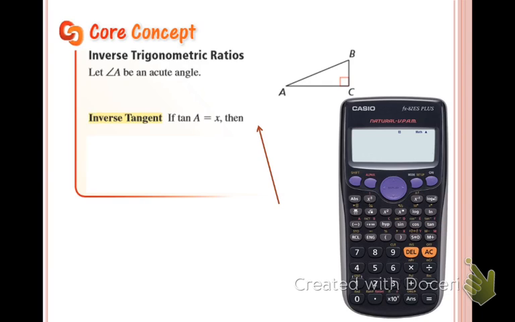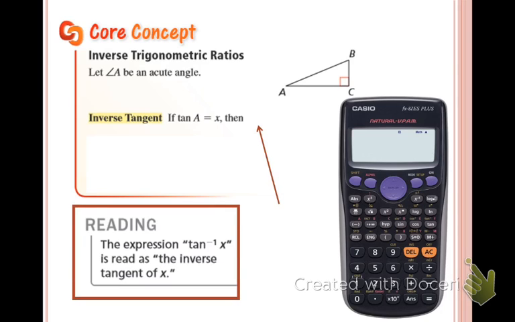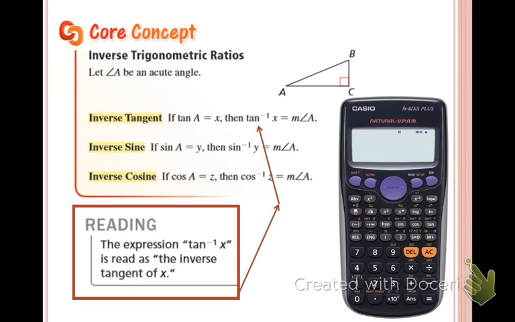You would hit Shift, which I'm sure you can figure out, and then you would click the respective button to get to that inverse. So here's what that means. If I were trying to find angle A, tangent of angle A equals x, then I would use the inverse of tangent. Tangent to the -1 of x equals angle A. Same thing with sine and cosine. This looks like gibberish to you until we do it together.